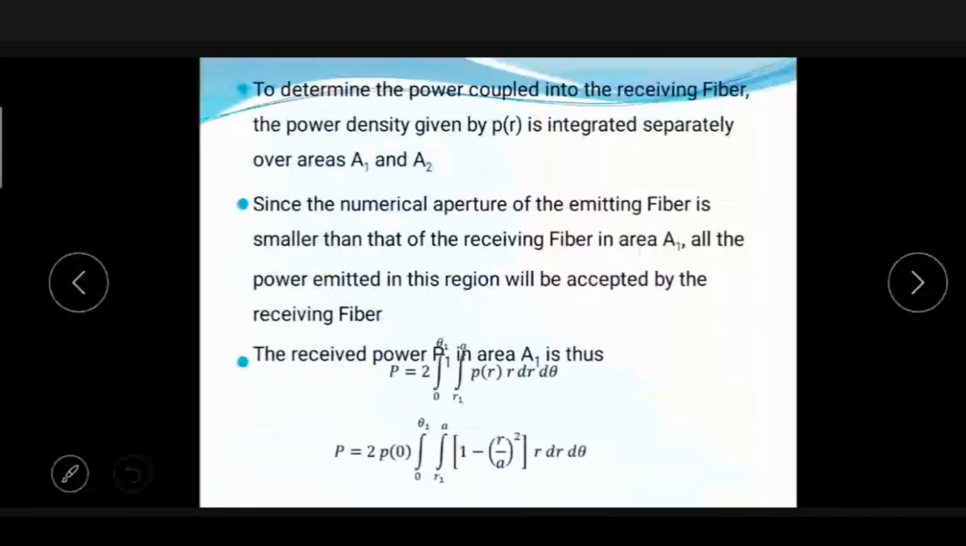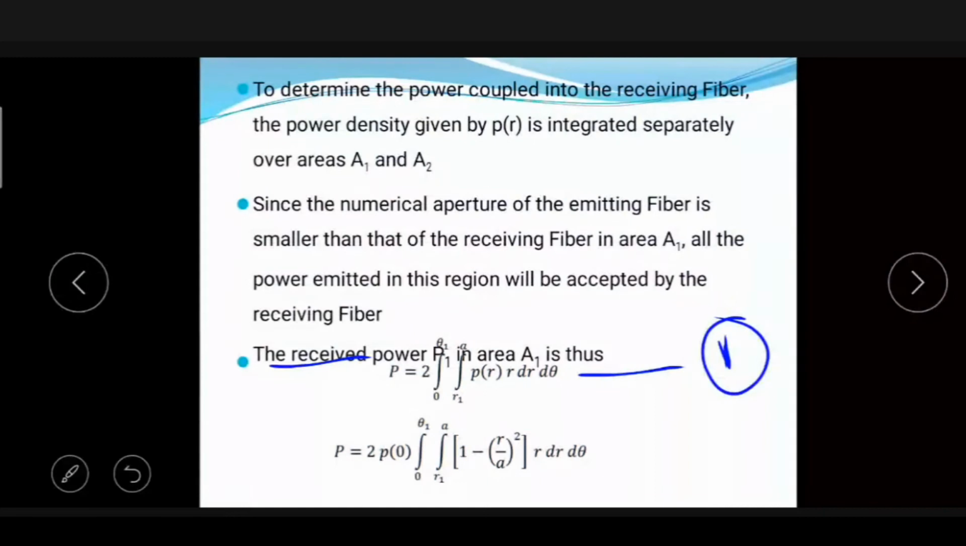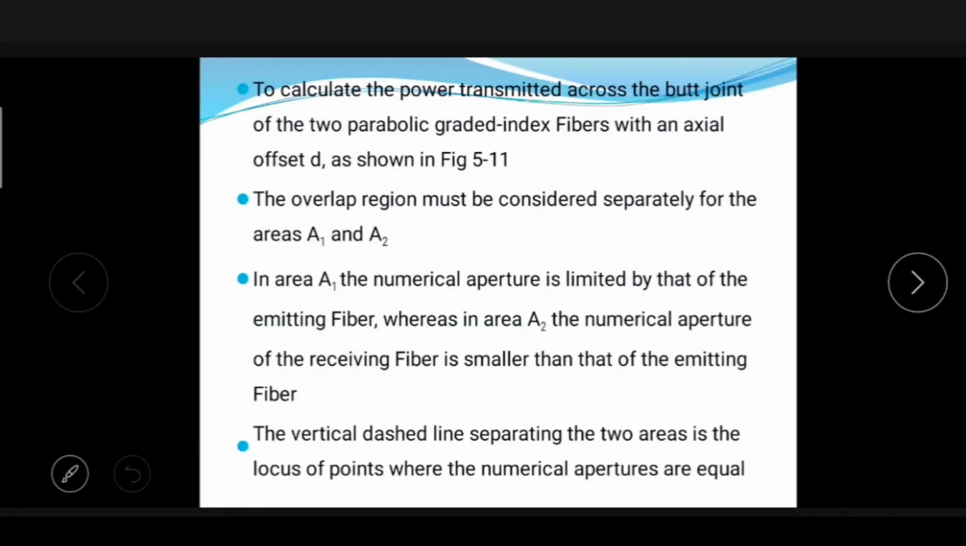These are the theory, you just go through that. Now this is the final thing that we have to get, the received power. Received power is again this equation. So the equation you have to practice, no other choice. So P is equal to twice the integral, again one more integral, P of R into R dr d theta. Now P is equal to 2 times P of 0, because P of R and P of 0 are related here.